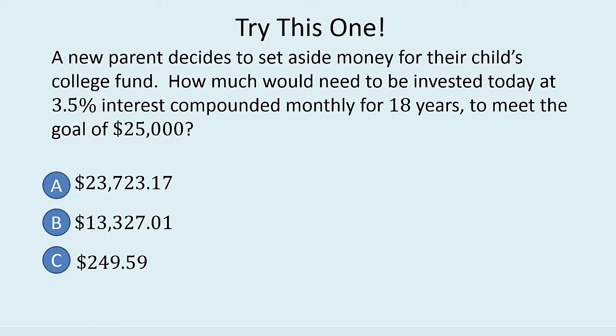Try this one. How much would need to be invested today at 3.5% interest compounded monthly for 18 years to meet the goal of $25,000 in a child's college fund. Now the video will pause while you work out the solution. For best results, write your workout step by step on paper. When you're done, come back and select your answer.